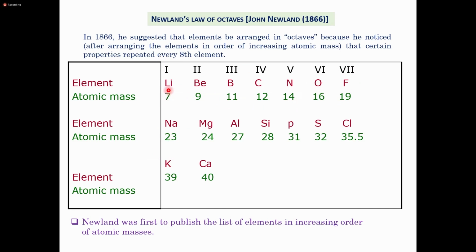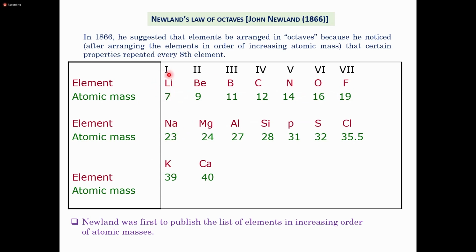So from lithium to beryllium, beryllium to boron, then carbon, nitrogen, oxygen, and fluorine, we can see the atomic mass is increasing: 7 to 9, 9 to 11, 11 to 12, 12 to 14, 14 to 16, and 16 to 19. And 19 to 23, this is sodium. So this is the eighth element. They have arranged these eight elements according to atomic mass.